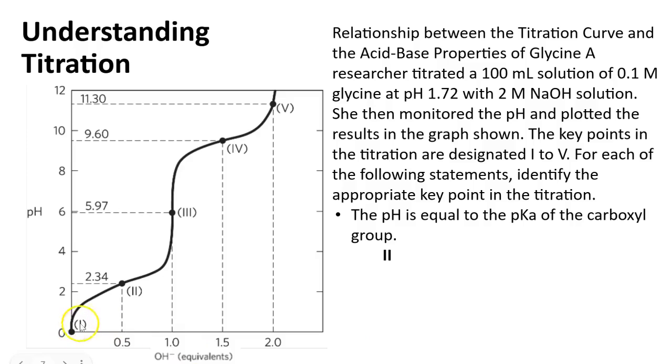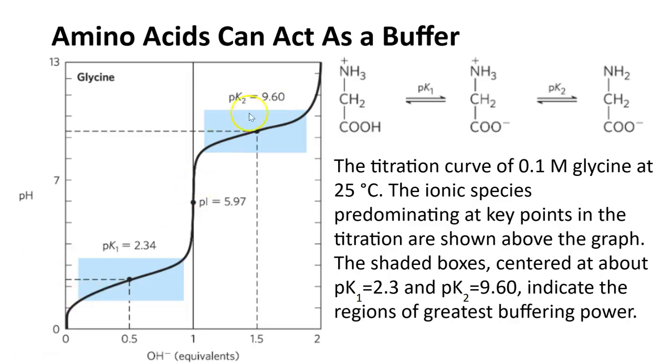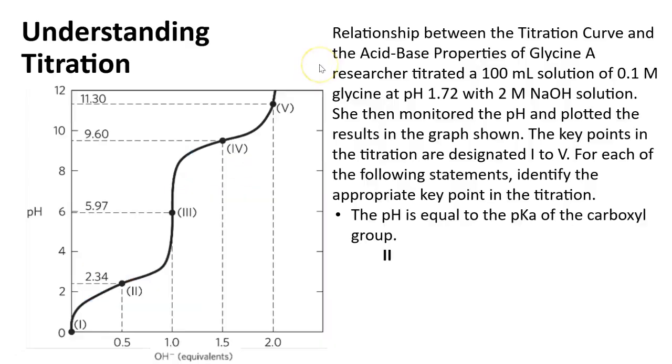And so here you see it: 1, 2, 3, 4, 5. See that this is very similar to this graph, where you have point 1 is here, point 2 is here, point 3, point 4, and point 5. And so we have several different questions to try to understand this titration curve a little bit better.